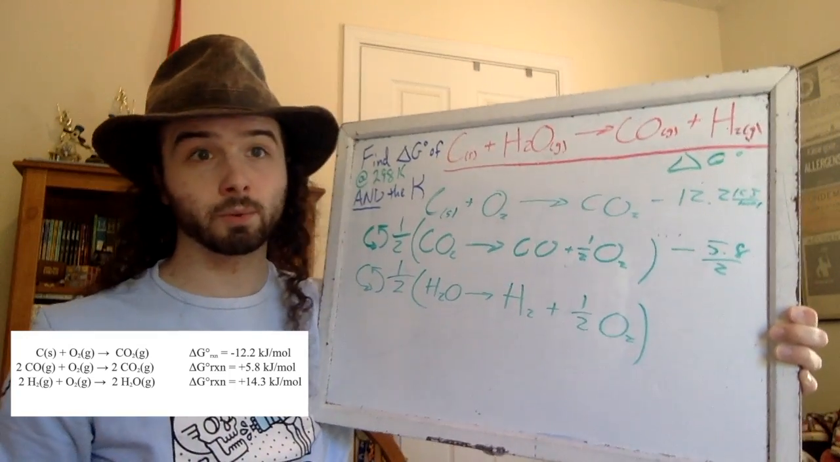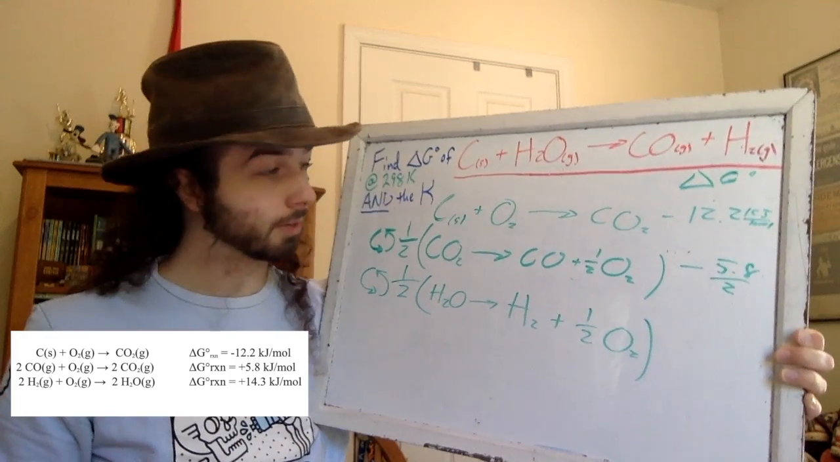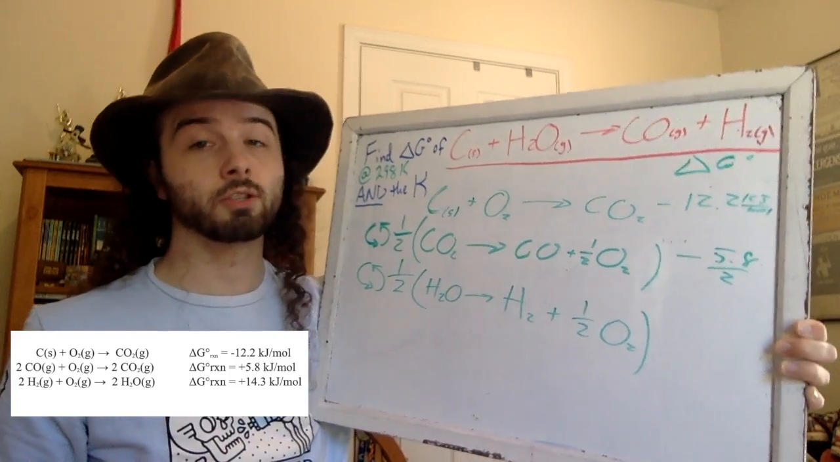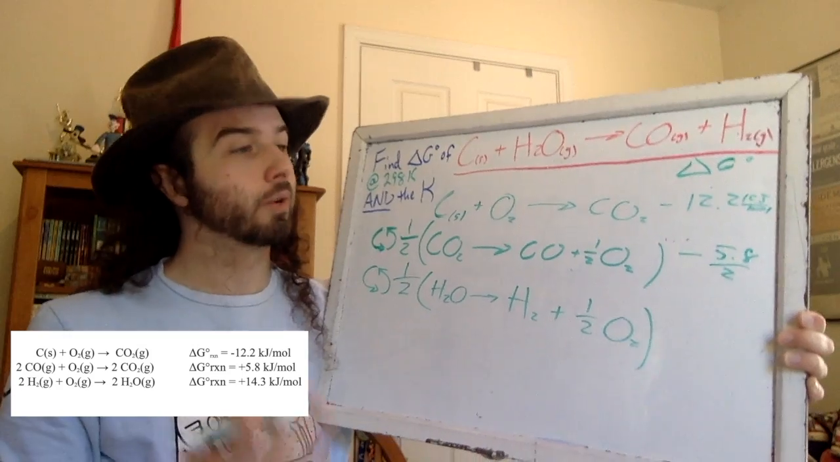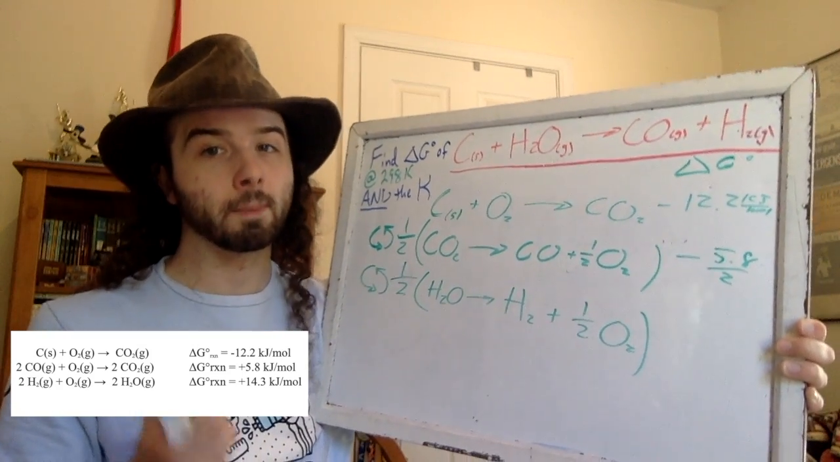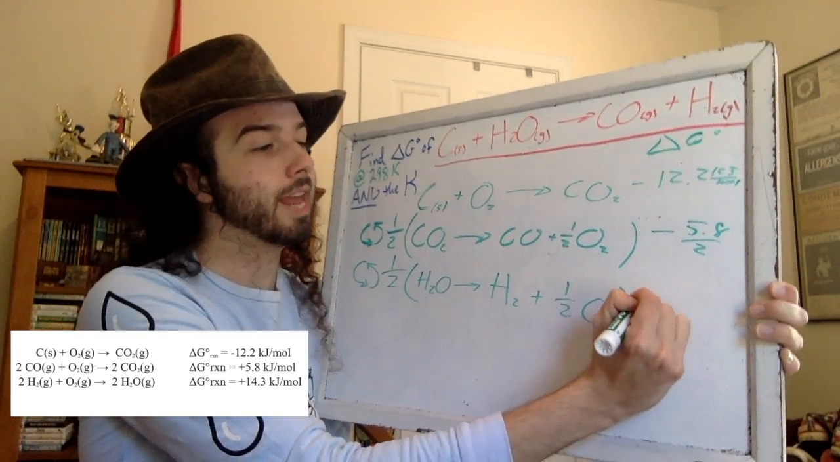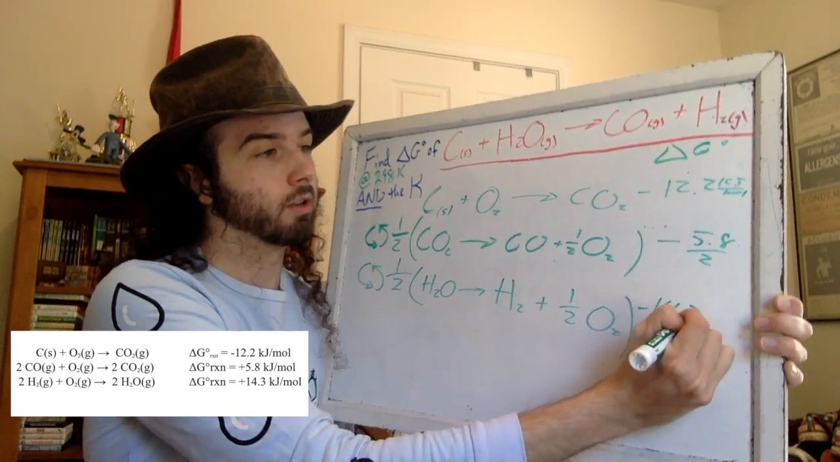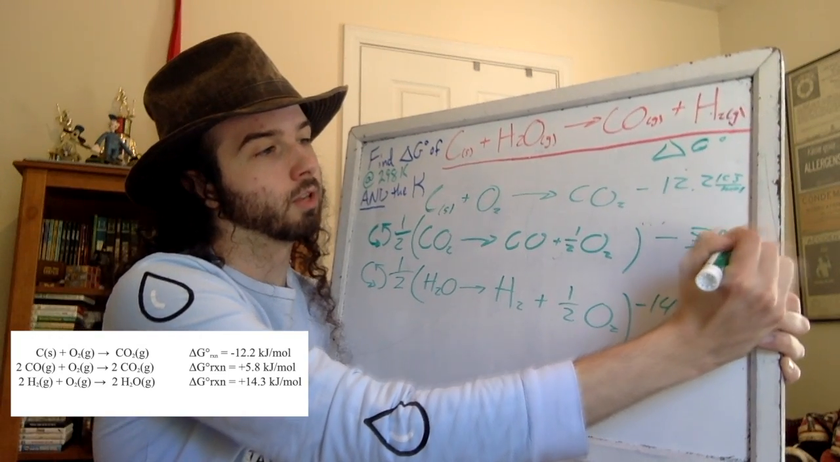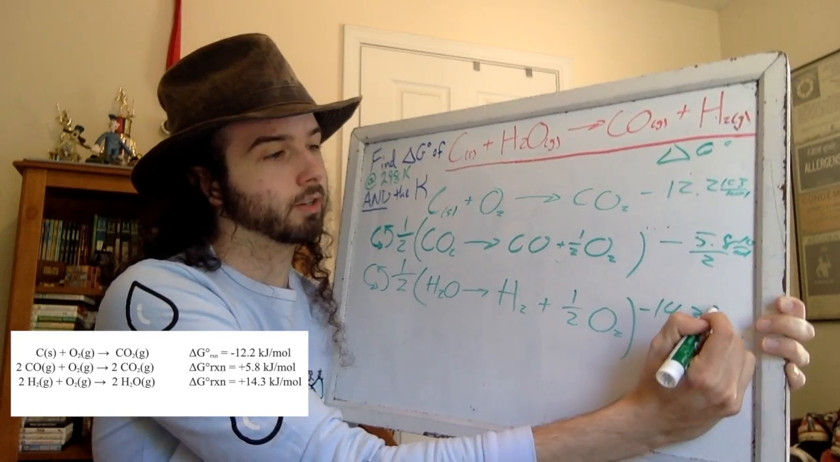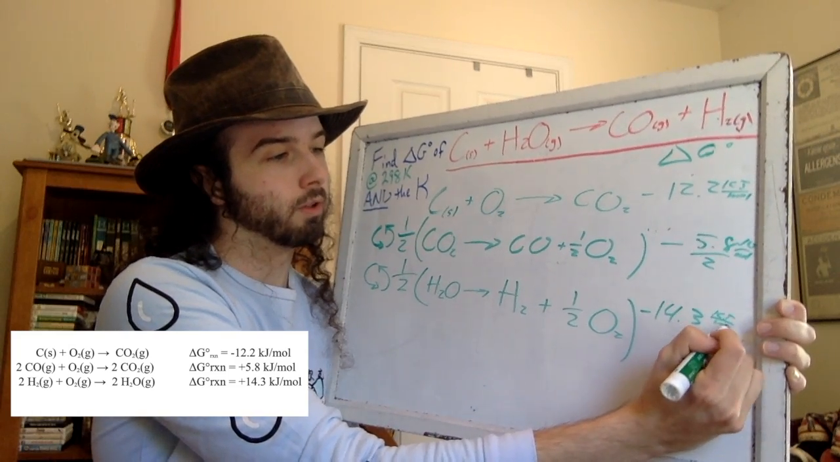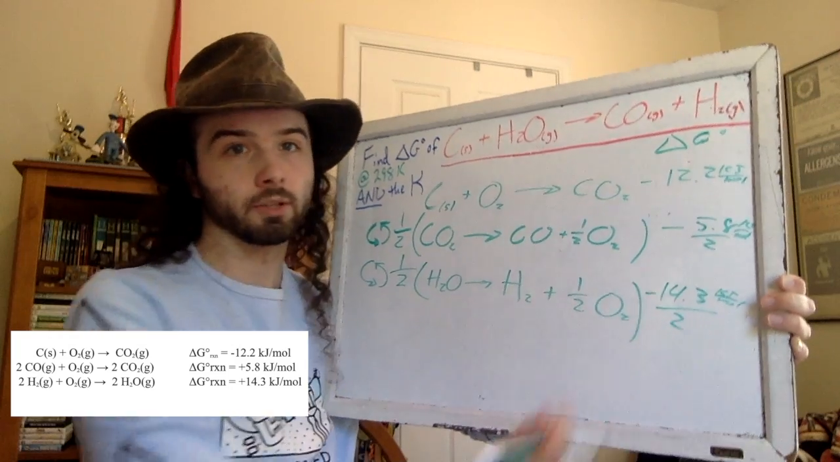And then same thing, whatever we do to one side of our equation, we have to do to the other. Same as algebra rules. And since our delta G of our reaction is part of this reaction, we've got to do the same thing. So since it's already a positive 14.3, this will be a negative 14.3. Put our units in here, kilojoules per mole. Same thing here, kilojoules per mole. And we're going to divide it by 2.